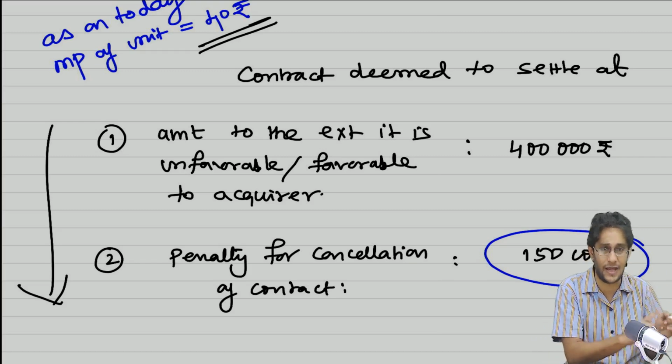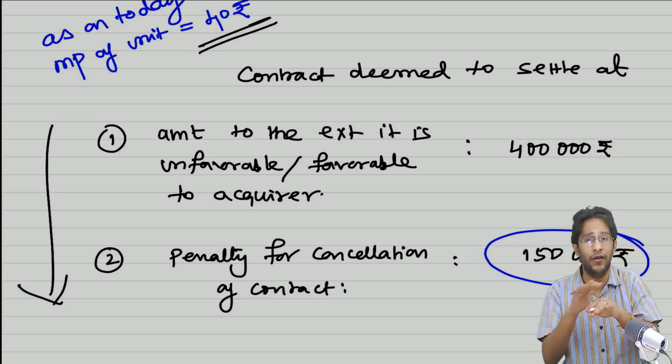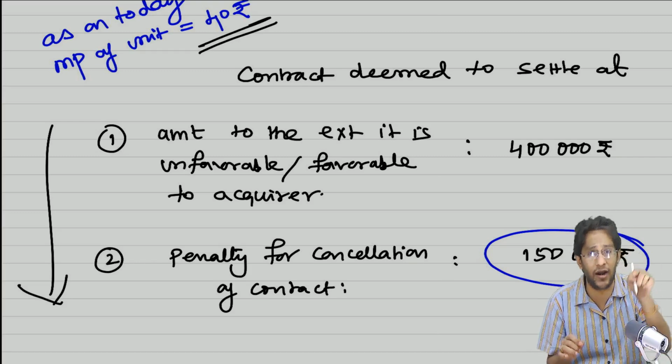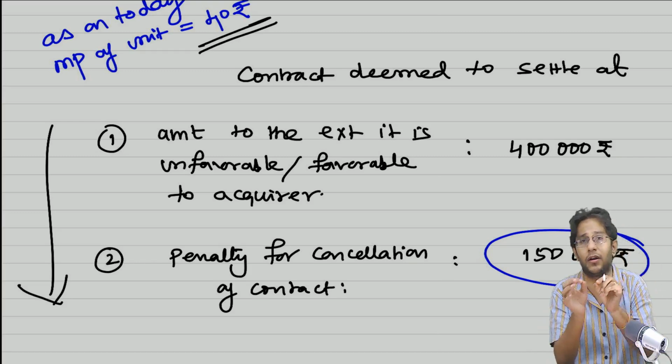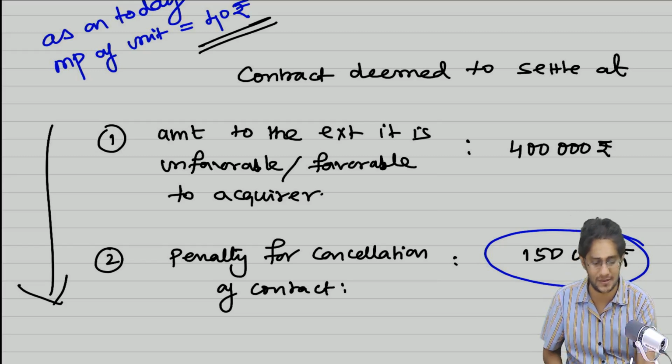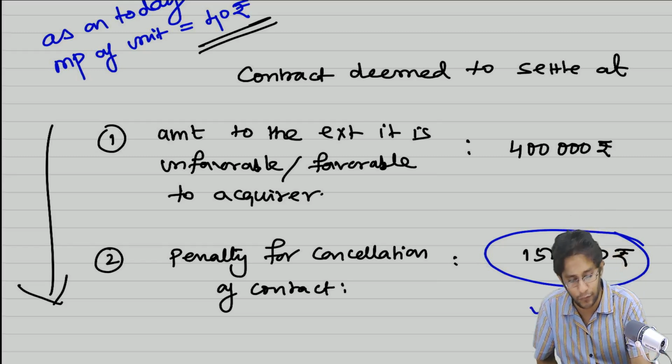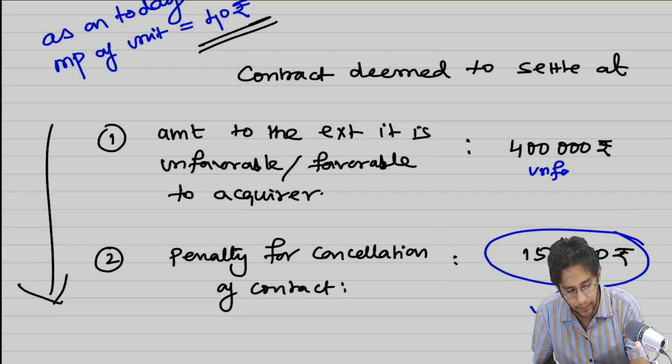Therefore, X Limited has to pay 1,50,000 to Y Limited for closure of this contract, and they have already paid that and included it as a part of PC. So from your total PC, you have to remove 4 lakh. This is unfavorable.